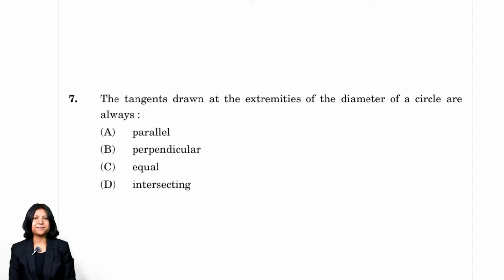All right, moving on to question 7. We have already finished the first 6 questions. Question 7 is from circles. I'm sure you have studied circles and the properties of circles, or the circle theorems, right? The question says, the tangents drawn at the extremities of the diameter of a circle are always dash.